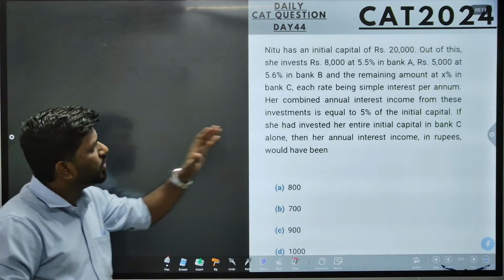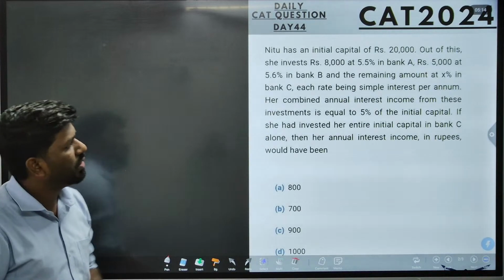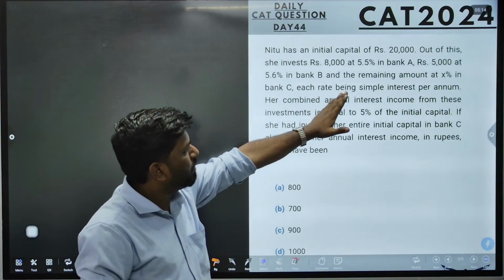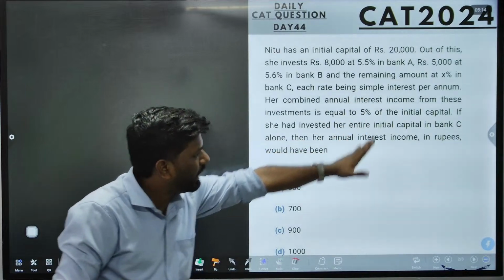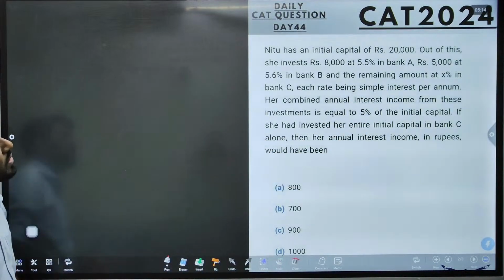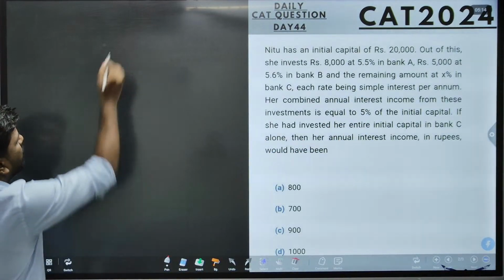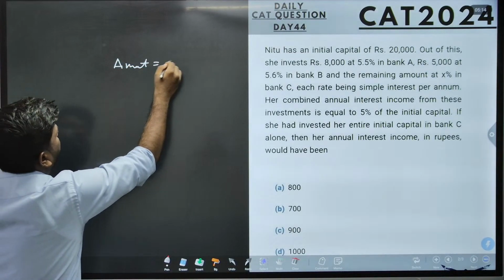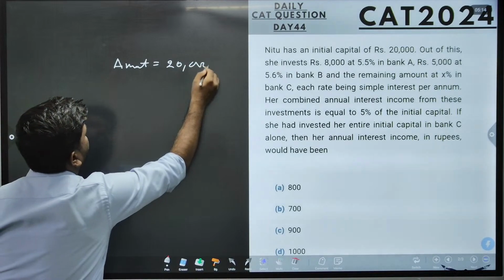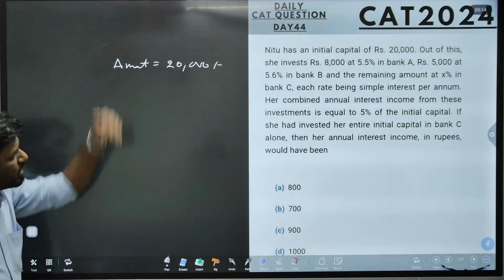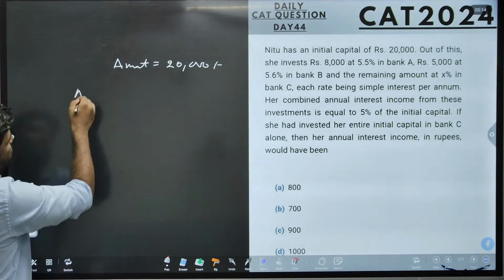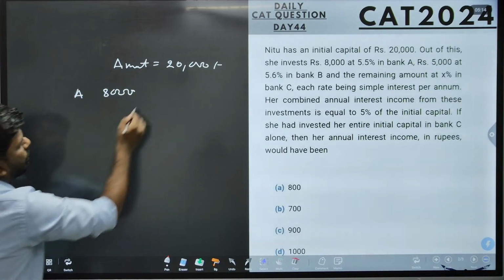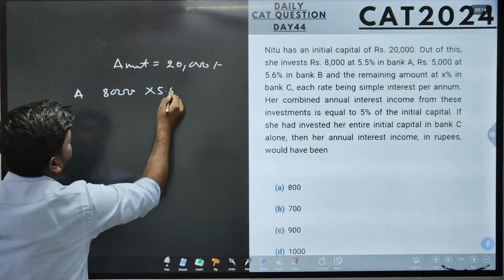Neetu has an initial capital of rupees 20,000. Out of this, she invests rupees 8,000 at 5.5% in bank A. So let's understand what data has been given. She has a total amount of rupees 20,000 in all. Out of this 20,000, she invested rupees 8,000 in bank A at an interest of 5.5%.